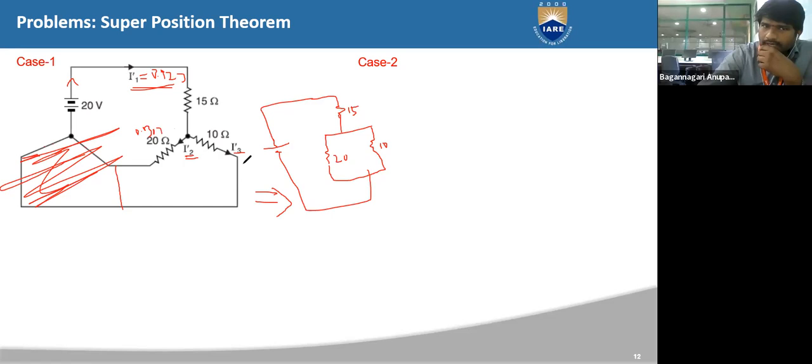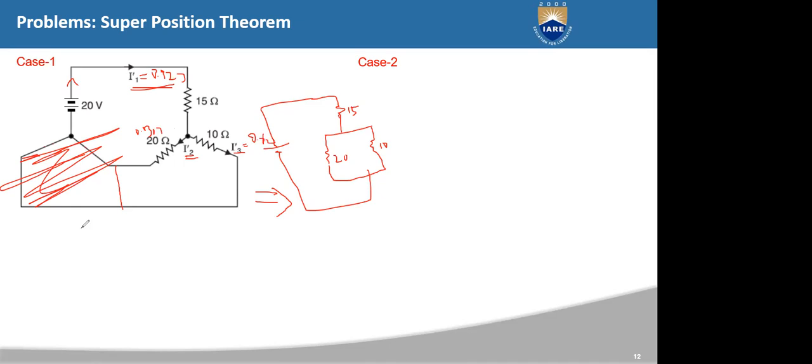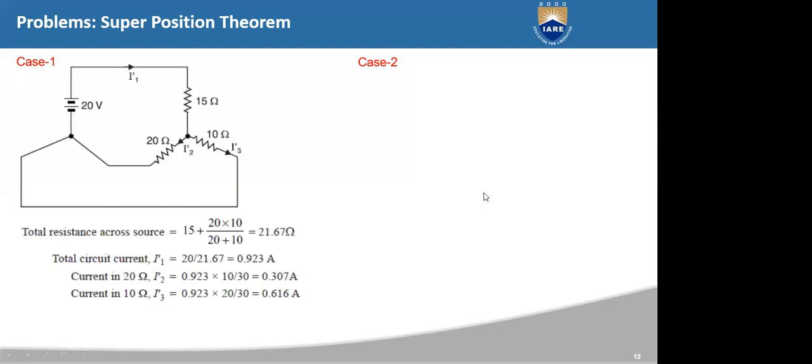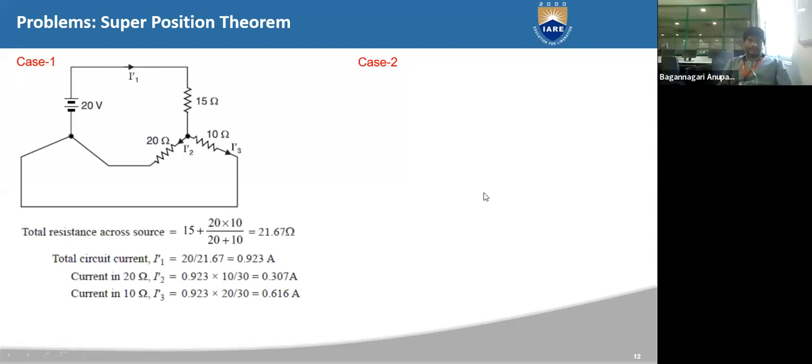And what's the current that flows in the 10 ohms? I3 dash will be equal to the rest of the current, 0.616 approximately. So I1 dash, the total current, is given as 0.923 amperes, I2 dash as 0.307 and I3 dash as 0.616. Fine. Is that okay?